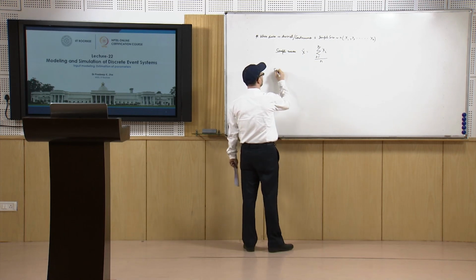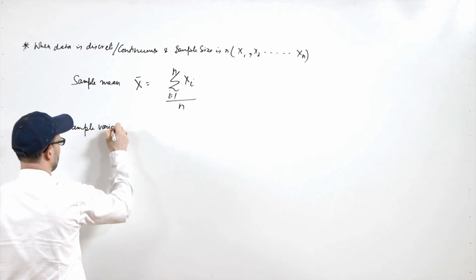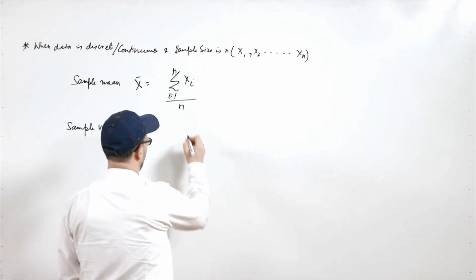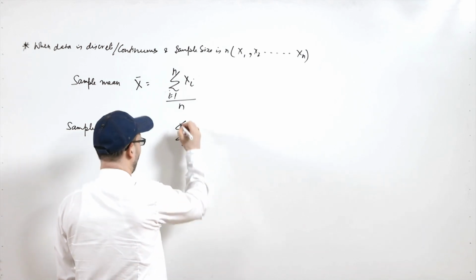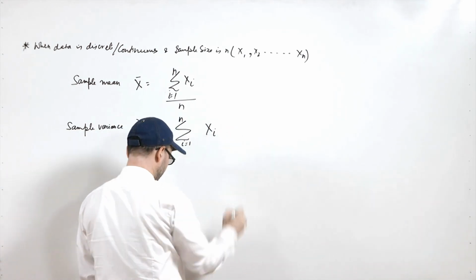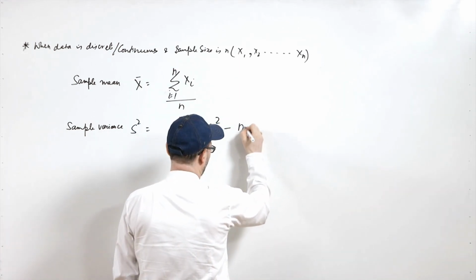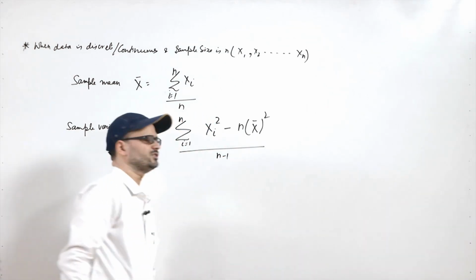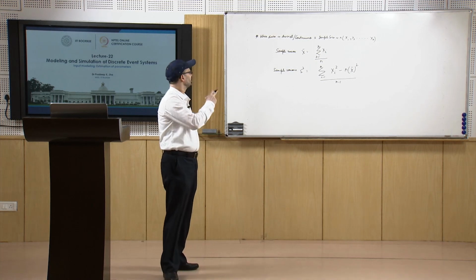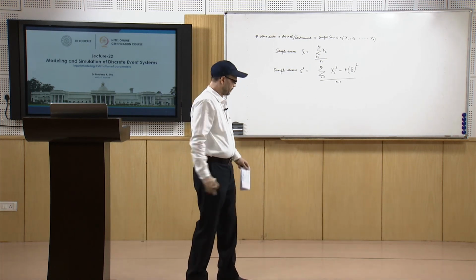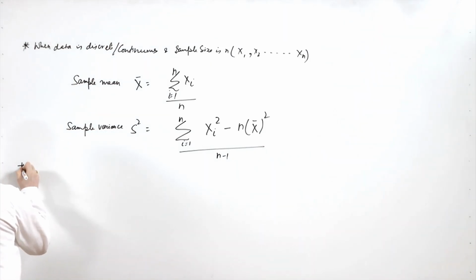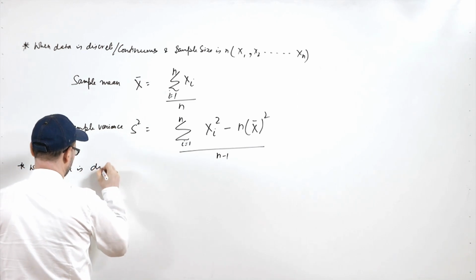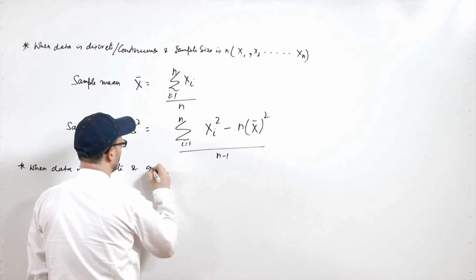Similarly, you have the sample variance, that is s square, or s square n we can also write, and that will again be the summation from i equal to 1 to n of xi square, minus n x bar square, divided by n minus 1. So, this is how you find the sample mean and sample variance when the data is discrete or continuous in raw form. Now, the next case is when the data is discrete and grouped in a frequency distribution.